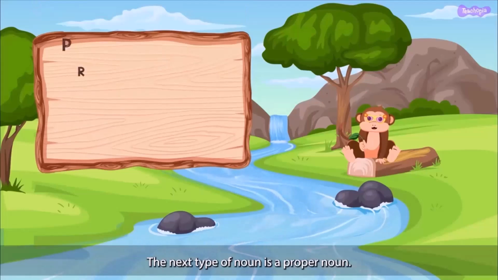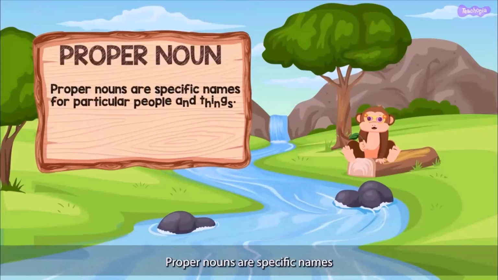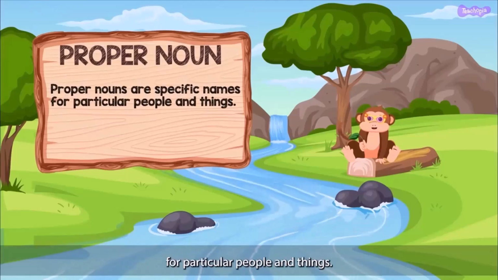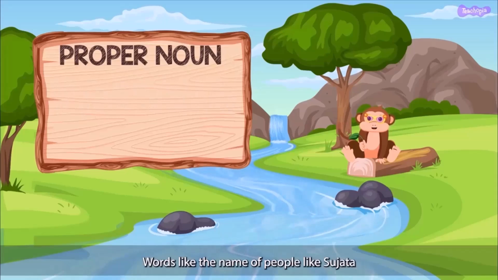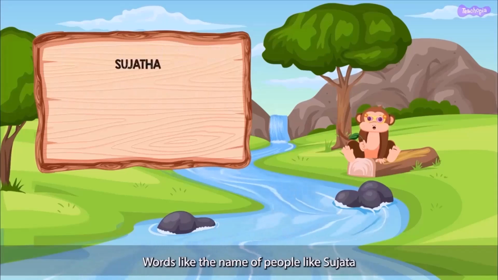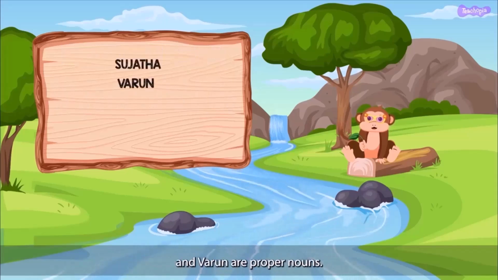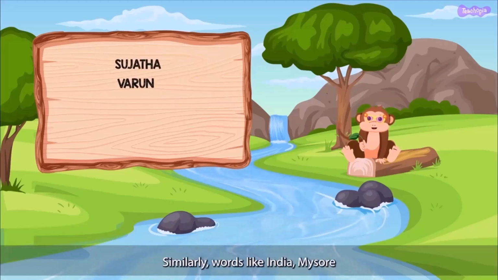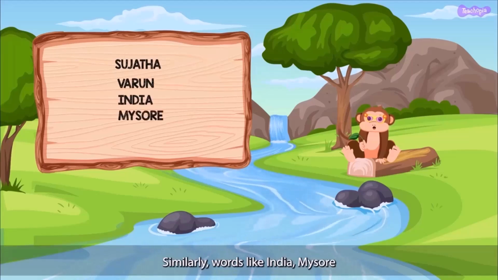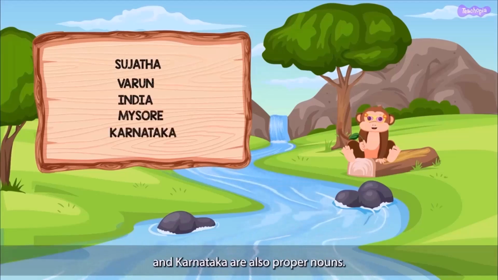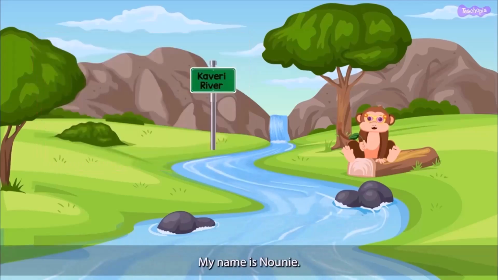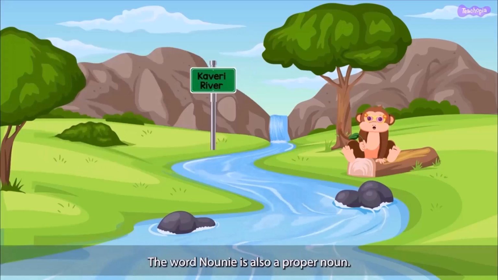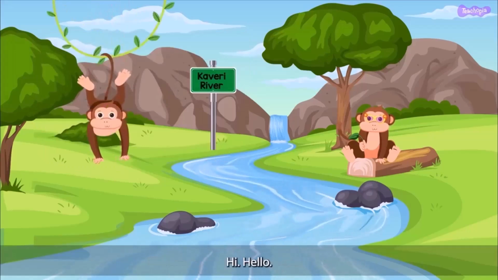The next type of noun is a proper noun. Proper nouns are specific names for particular people and things. Words like the names of people, like Sujata and Varun, are proper nouns. Similarly, words like India, Mysore, and Karnataka are also proper nouns. My name is Nauni. The word Nauni is also a proper noun.